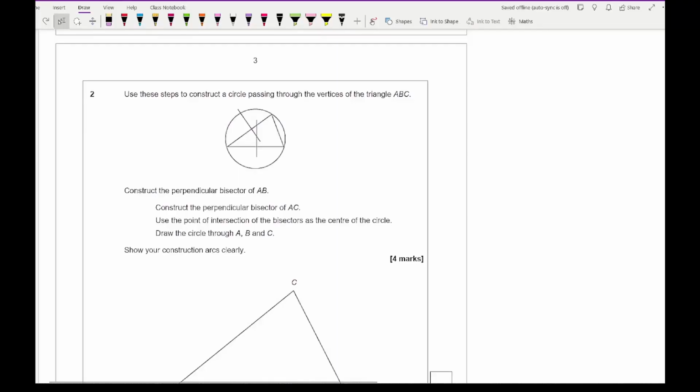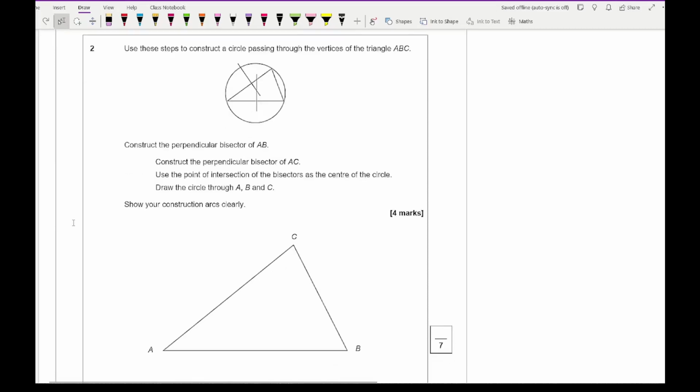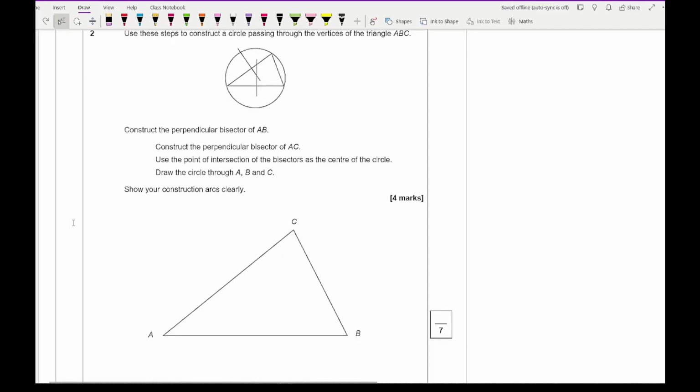Then moving on to question 2, it says use the steps to construct a circle passing through the vertices of the triangle ABC. And it says construct a perpendicular bisector of AB, construct a perpendicular bisector of AC and use the point of intersection of the bisectors as a centre of a circle, and then draw a circle through ABC. Show your construction arcs clearly, so do not rub out any of your arcs that you do.